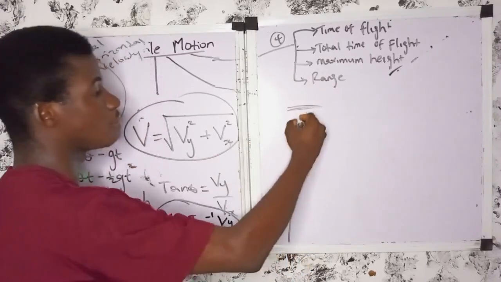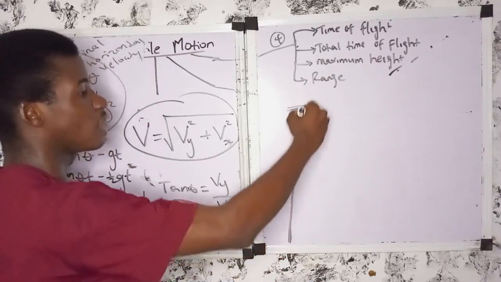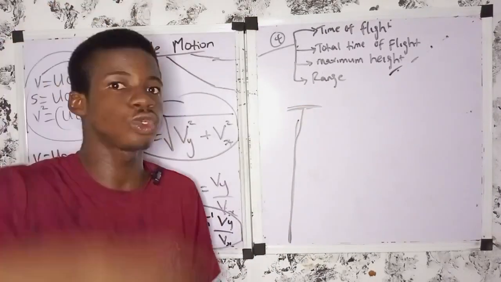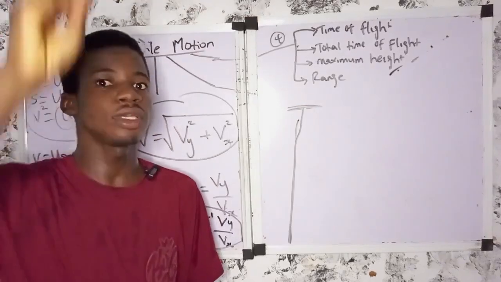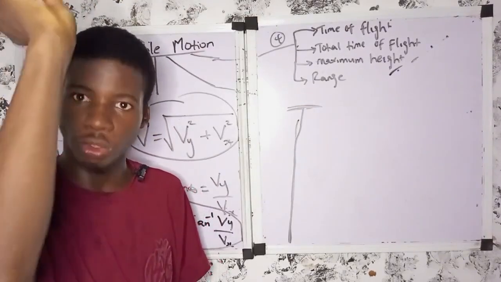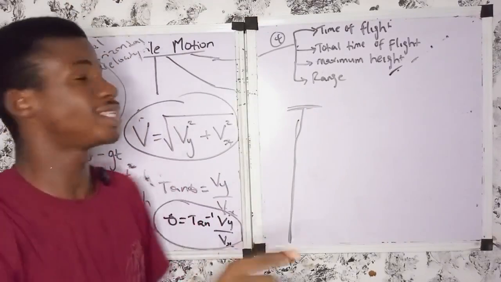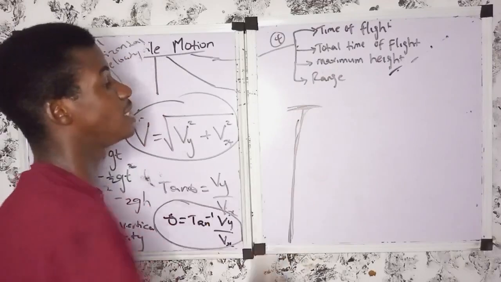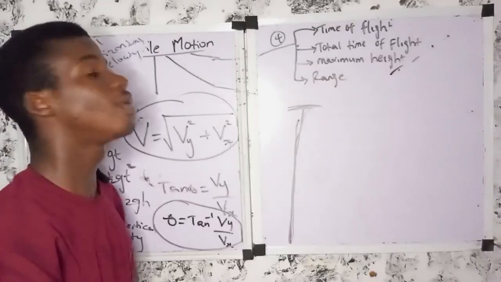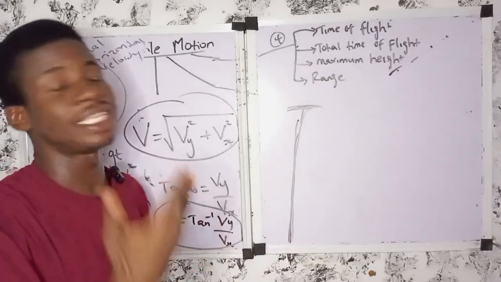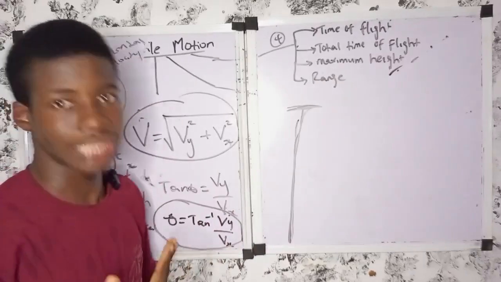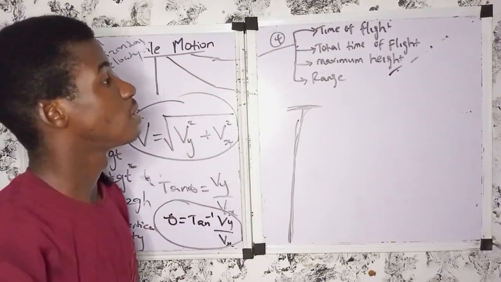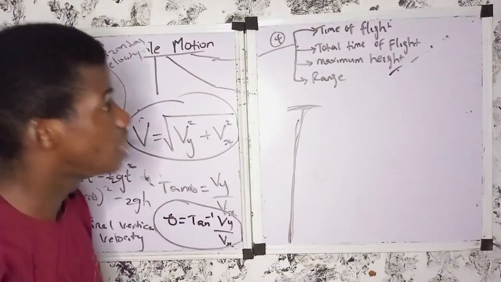So let's say you throw a stone upward, for example. If you get to a particular height, that stone cannot get above that height. You throw the stone upward, you get to a particular point, it will just stop, then it will start to fall down. That is the maximum height. So maximum height is the highest vertical height reached by a projectile.